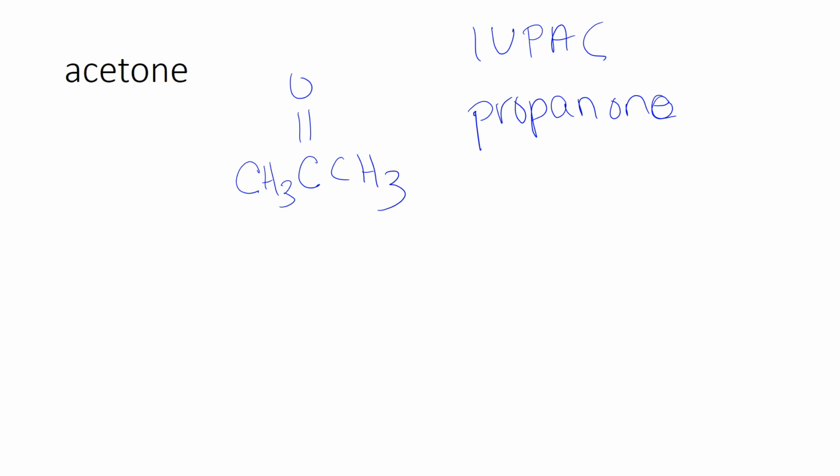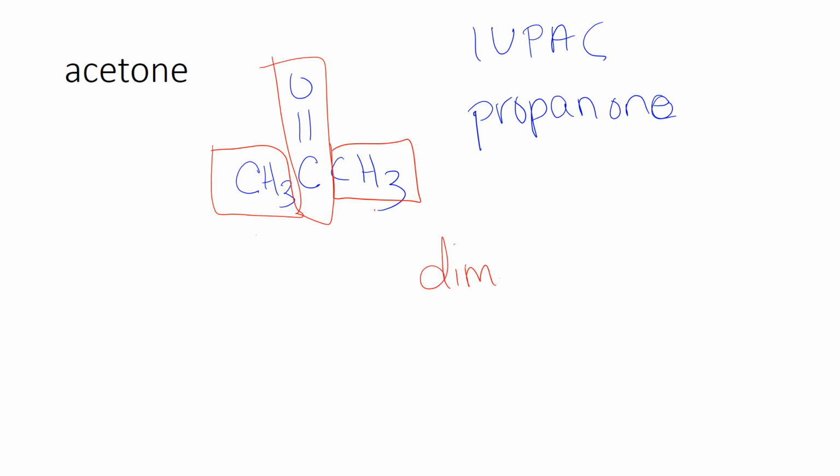It can only be in that middle, or it wouldn't be a ketone. If we were to name this using the common naming system, we would look at each of the functional groups coming off of the carbonyl, so we don't count that carbon. So in this case, we have 2 methyl groups coming off of our carbonyl, so we would call this dimethyl ketone.